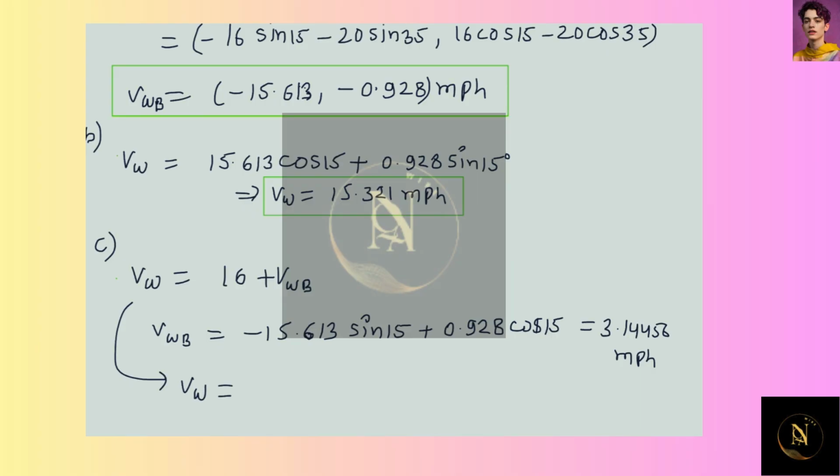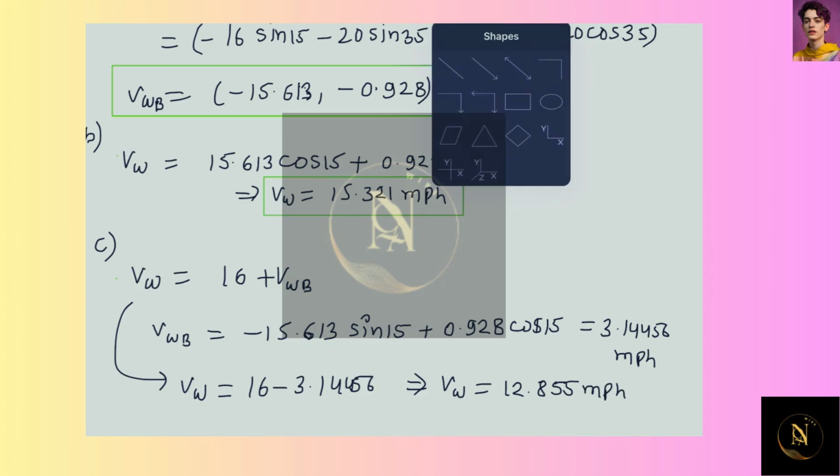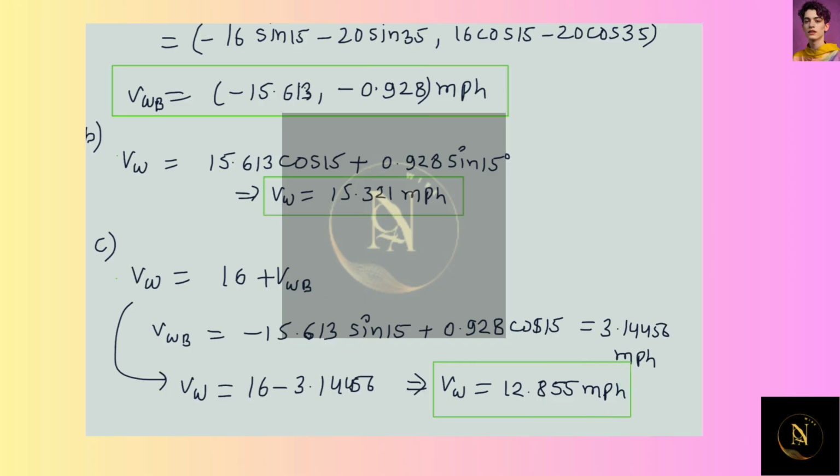So from this equation, velocity of wind will be equals to 16 minus 3.14456. So the velocity of wind will be equals to 12.855 mph. This will be our third answer.